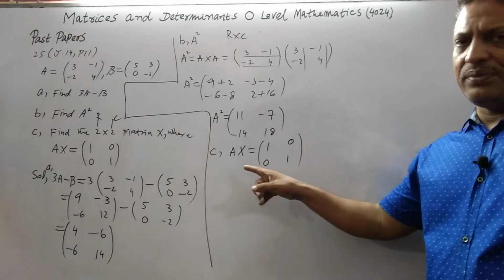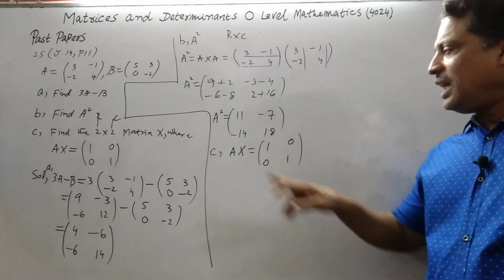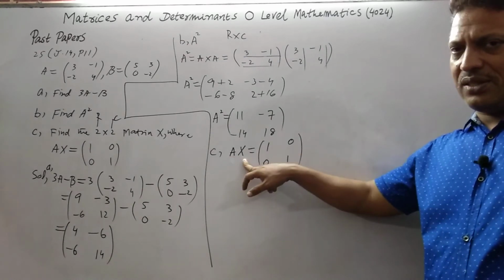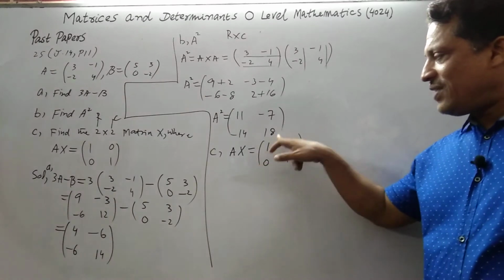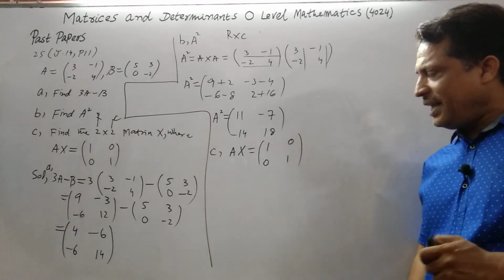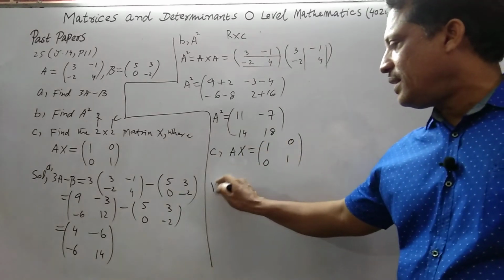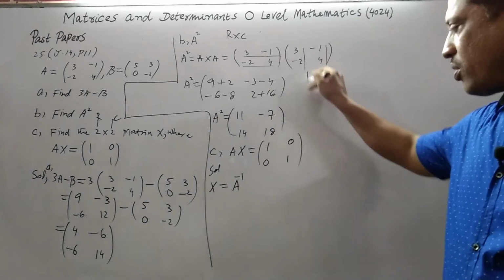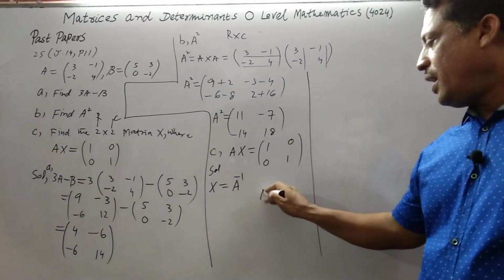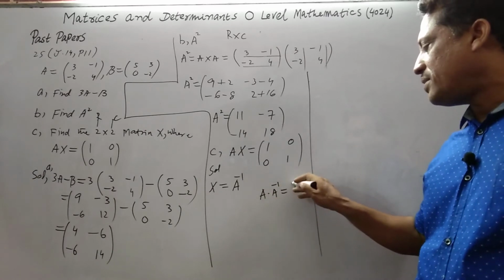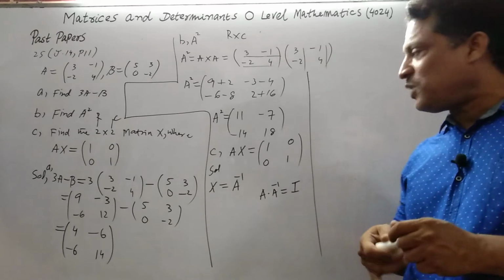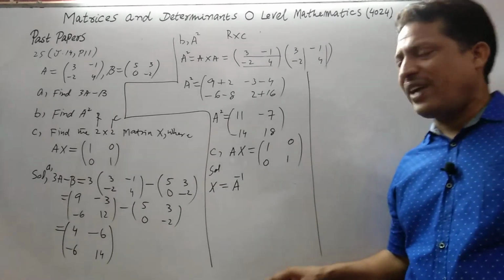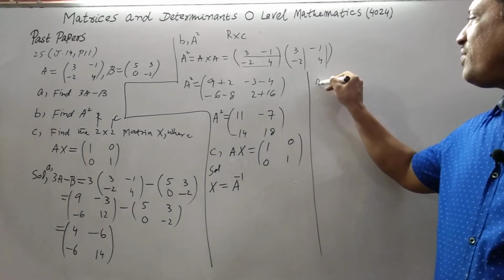I just gave you in previous part what I told you, that if we multiply a matrix by its own inverse, we always get 1 0 0 1. It means X is the solution. X must equal A inverse, because this is the property. A into A inverse is always equals to identity matrix. Identity matrix means 1 0 0 1. So X means A inverse. We just find A inverse. How to find A inverse?